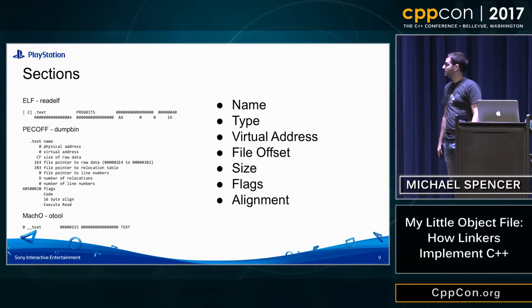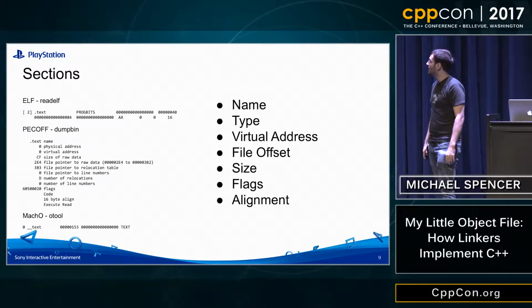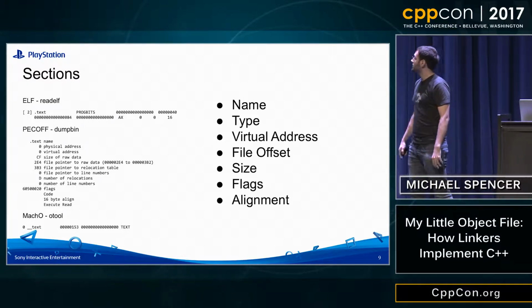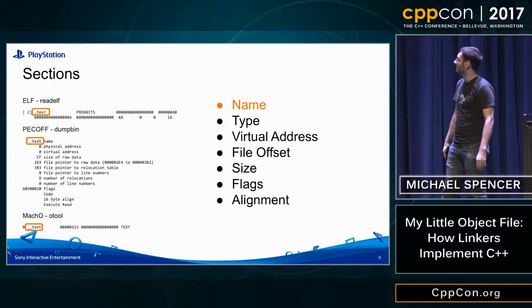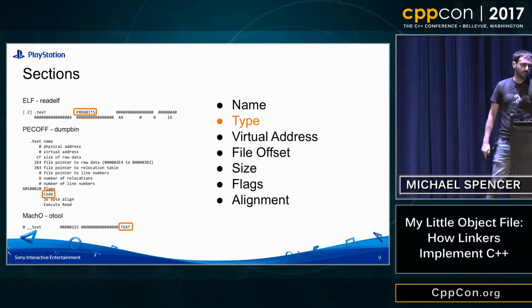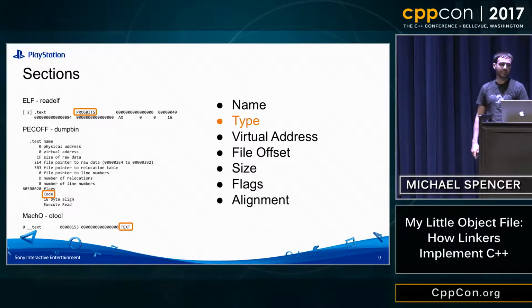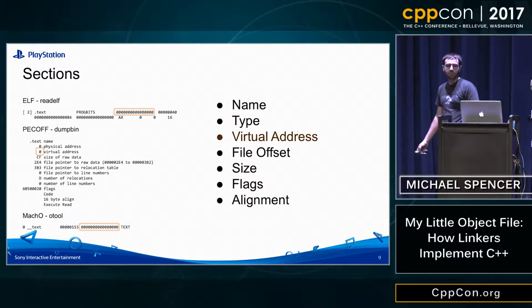So let's take a close look at sections. Here's the section dumps from different tools. The main parts of sections: every section has a name, text in this case, and a type. So ELF is a little different here. The type is just progbits for both data and code, but Mach-O and PE/COFF have a separate type for that. We've got a virtual address.